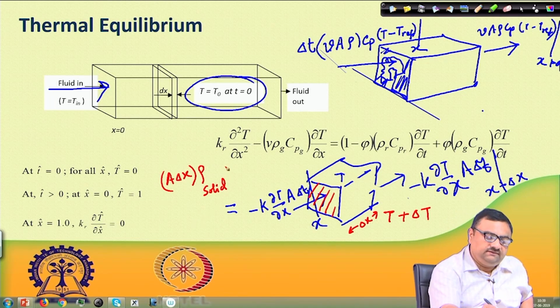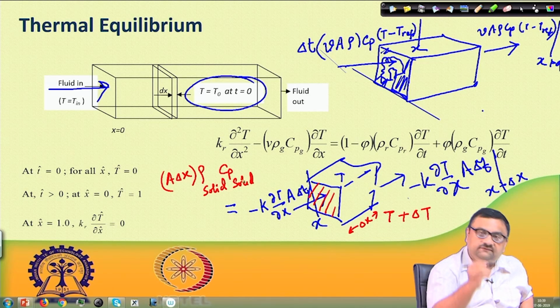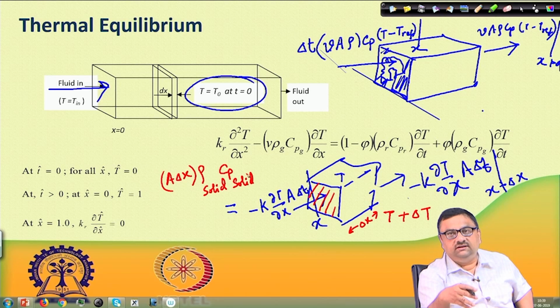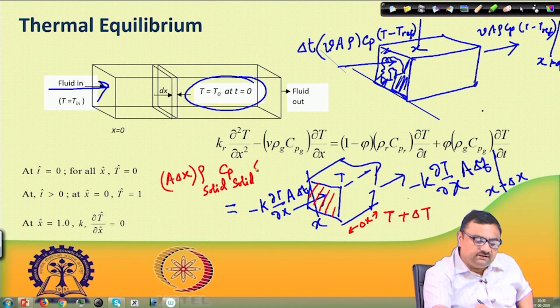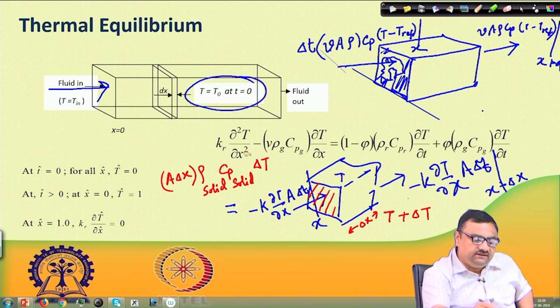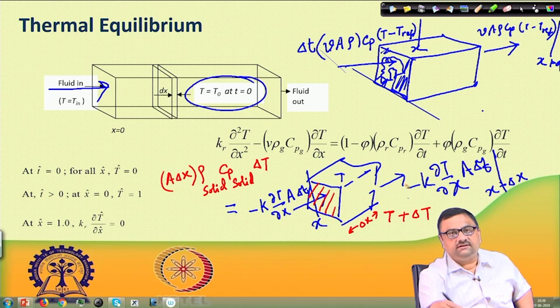So mass of this differential element multiplied by Cp of this differential element, which is Cp solid, and m Cp delta T, right. So delta T is the change in temperature that has taken place over this time period, delta small t time, how much is the change? Let us say the change is delta capital T. So this much change in temperature has taken place over this solid material because of the flow that has come in and the flow that has gone out.